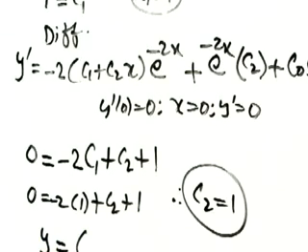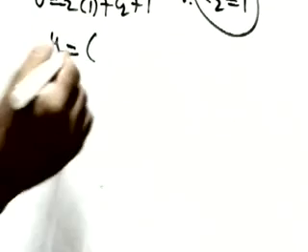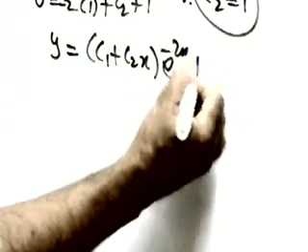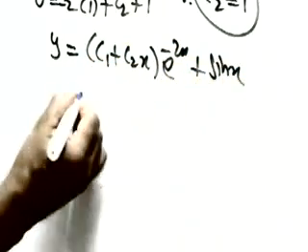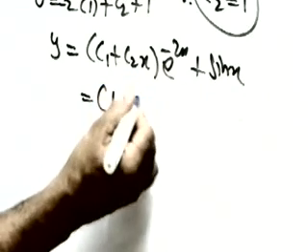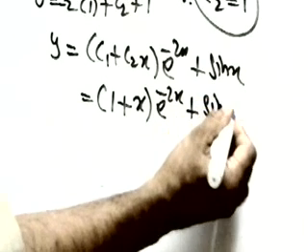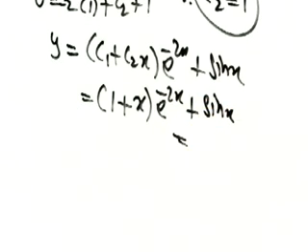We have to substitute into the solution. What is the solution? y equals c1 plus c2 x into e power minus 2x plus sin x. We got c1 value 1 and c2 is also 1. So y equals 1 plus x, into e power minus 2x, plus sin x. So let me complete the part here itself, because this type of question we have done using every method one time.